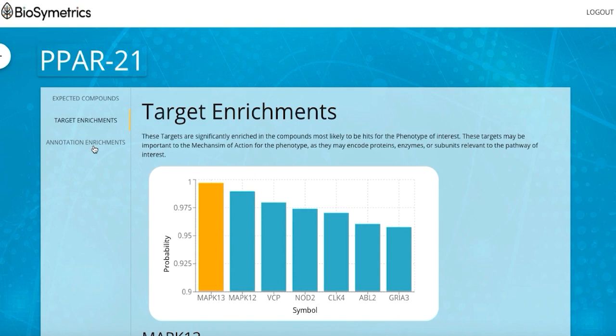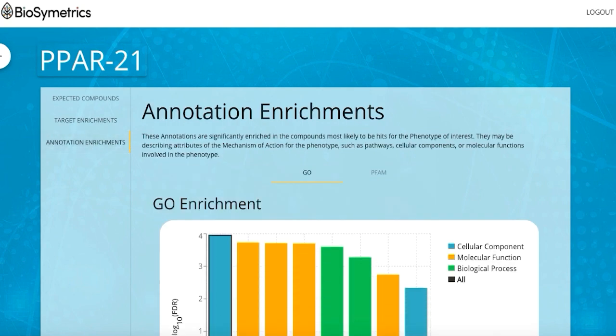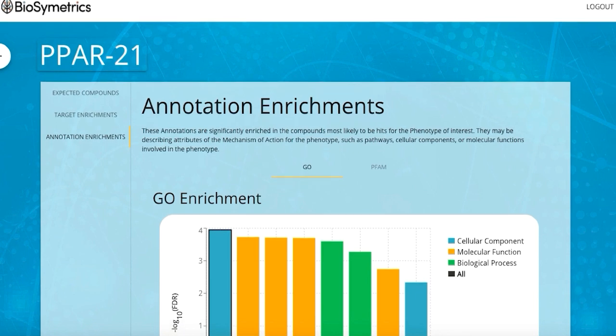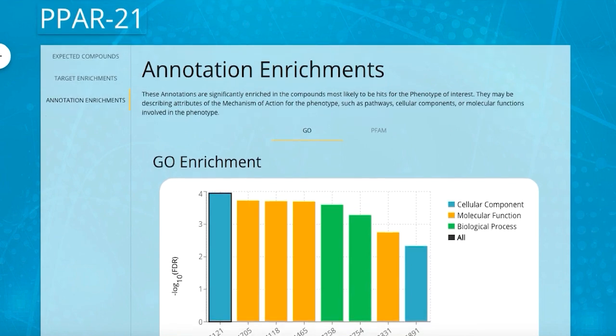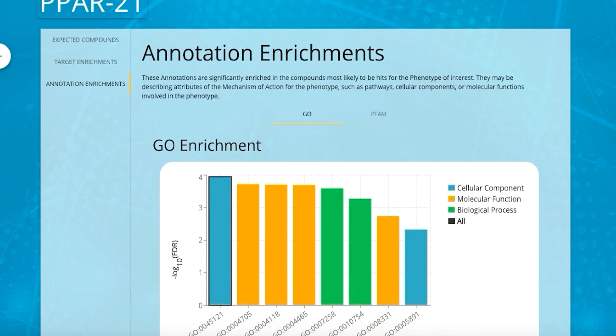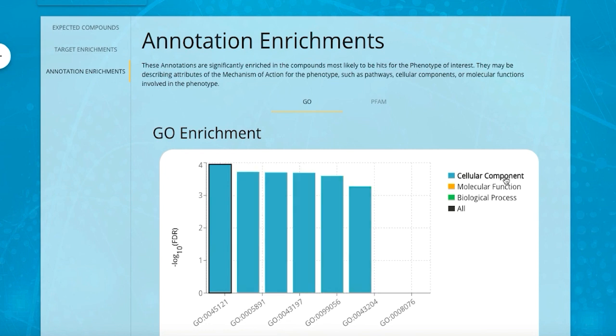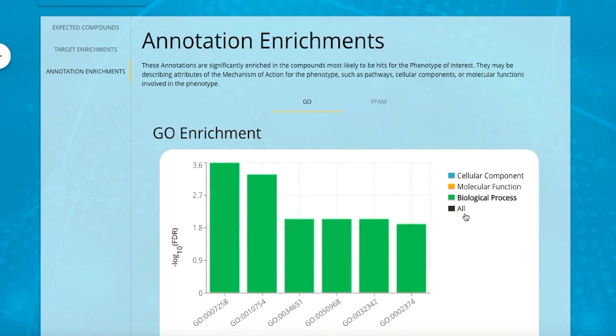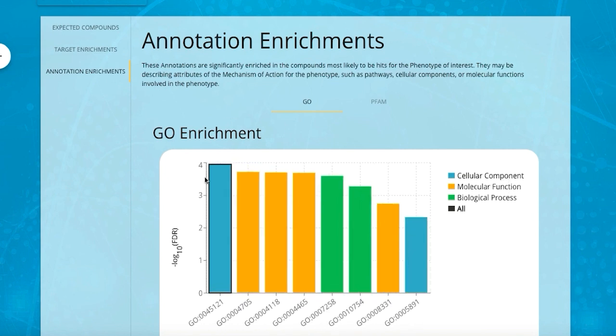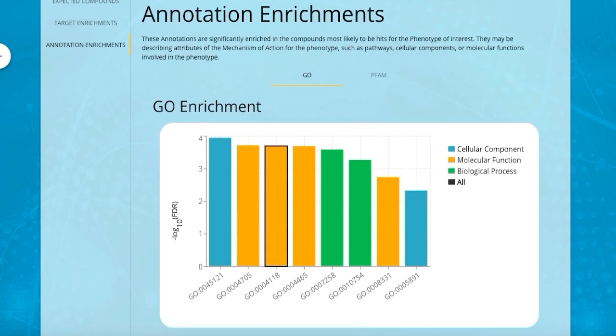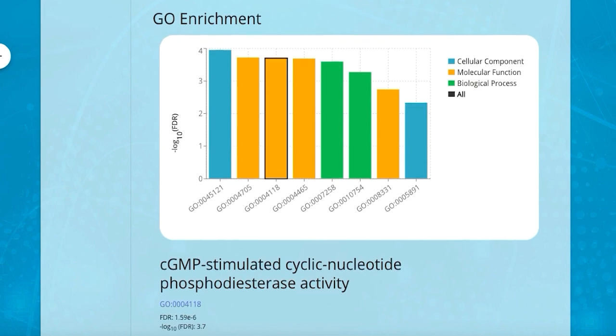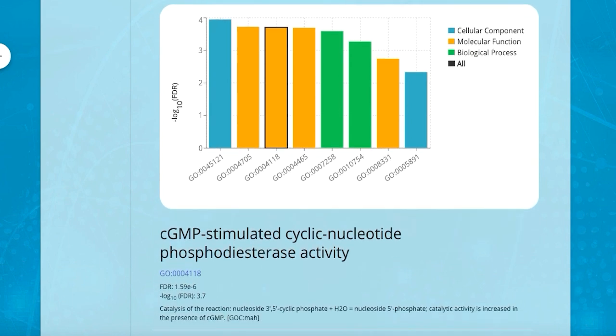Next, we move to the Annotations tab, where GO terms are provided. This helps to identify pathways and processes linking the significant gene targets most likely to be associated with the phenotype of interest. By selecting a bar of the graph, we can see the name of the description of this term, statistics about its significance, and the specific targets found in these results that are members of this pathway.